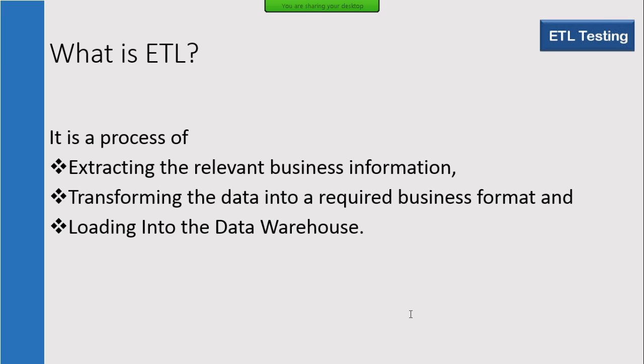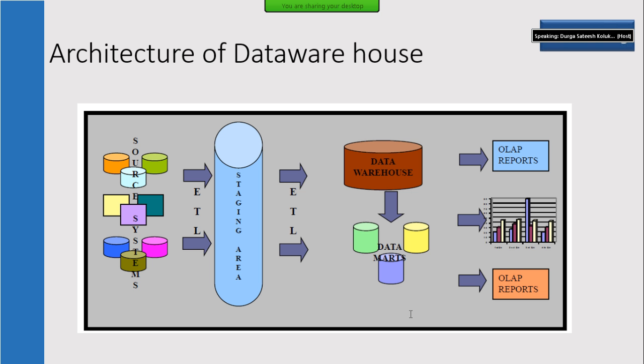So this is all about your ETL. This is a simple architecture. You have the source systems in the first part of this picture, and an ETL process is happening. The data moves on to your staging area. Let's not get into the topic called staging area; we'll be covering that in later sessions.